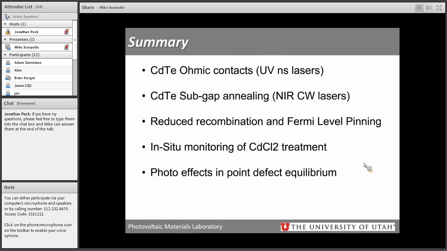Okay, so let me wrap up there, the summary of what we've done with laser treatment and some photo effects and point defect equilibrium, and then I'll be happy to talk about the characterization results with anyone who would like to stay. And it looks like I've run long, so my apologies for straining your ears for too long.